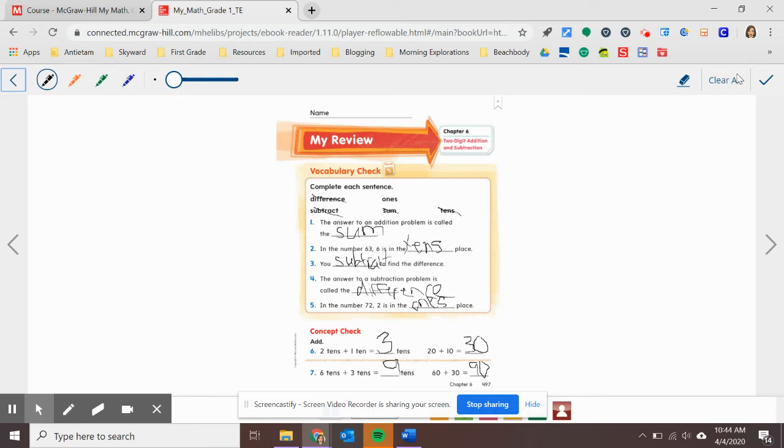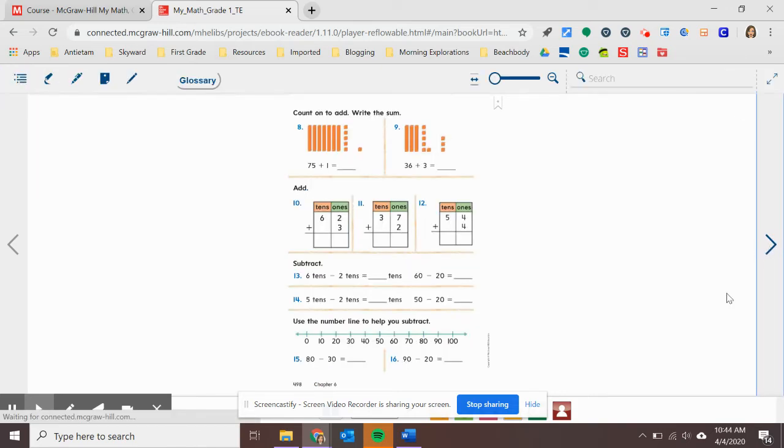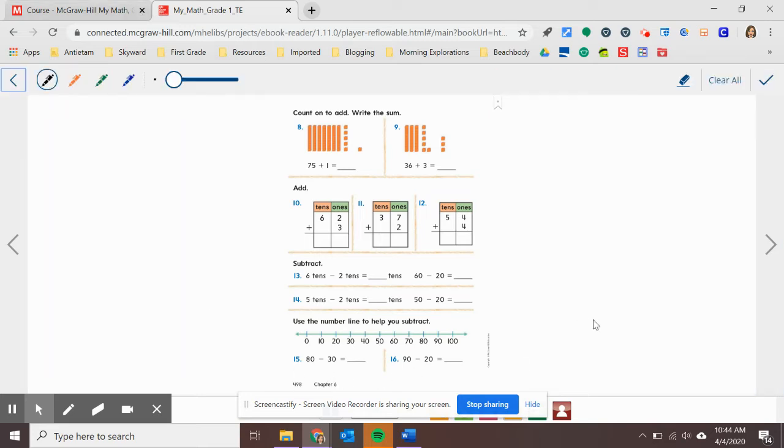I'm going to clear all of my answers. Actually, I don't think I need to. Perfect. All right, here we go, first grade. So now we're going to be moving into number 8. We're going to count on to add, and then we're going to write the sum, which is the answer to an addition problem. So for number 8, we see the number 75 plus 1 more. Well, what number comes after 75 if we're counting?